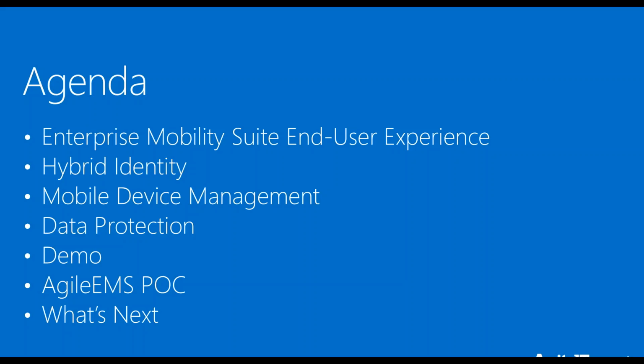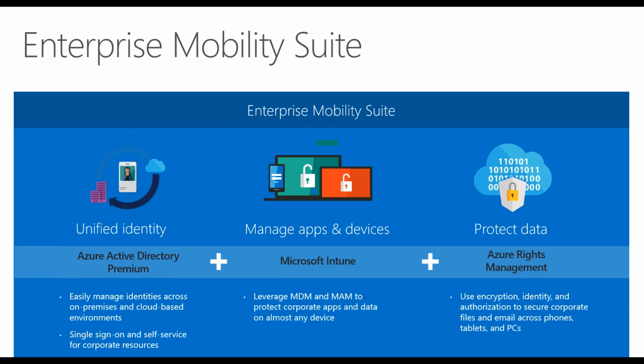So just a quick recap in terms of the type of capabilities that enterprise mobility has. There are 3 core pillars, 3 key areas. One is Azure Active Directory Premium. This is the ability to have Active Directory in the cloud, extending what you currently have today on-prem. The second part is Microsoft Intune, which is really about managing applications and devices. And here today, you're going to see how that's impacted from the end user's perspective.